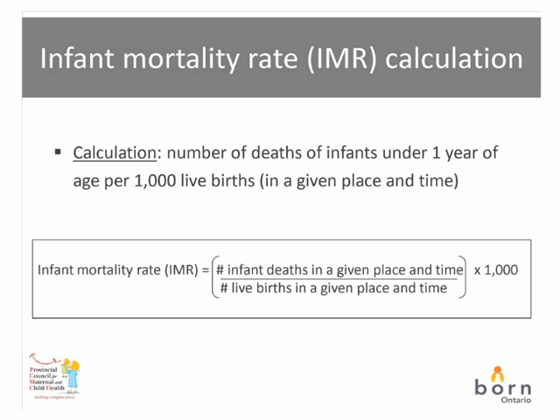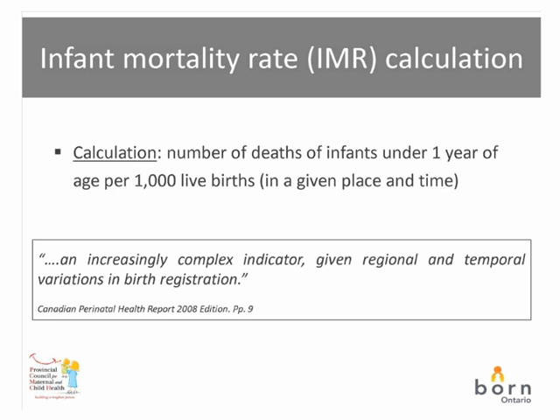And so now what you actually see is the calculation, and it's expressed as a formula showing how the numerator is the count of the number of infant deaths, and the denominator is the count of number of live births. It's then multiplied by 1,000 to give us the rate per 1,000. Next slide, please.